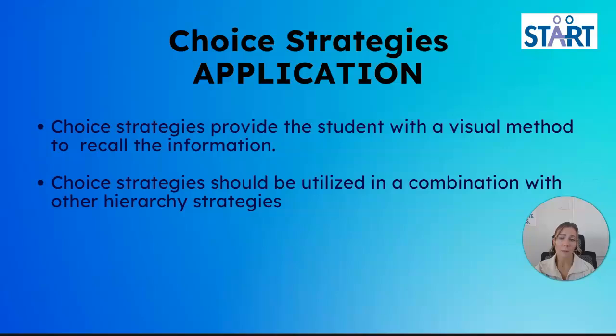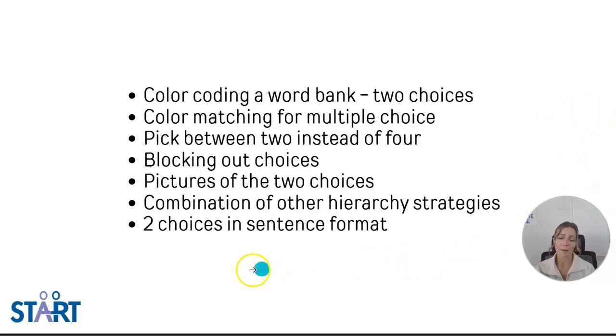So it gives them a visual method to recall information, and we certainly are going to use this with all the other strategies that we've already learned about in the hierarchy. So some examples are color coding a word bank and making there just be 2 choices, right? So limiting those choices. Color matching for multiple choice. Picking between 2 instead of 4, so reducing those assignments, reducing those options.